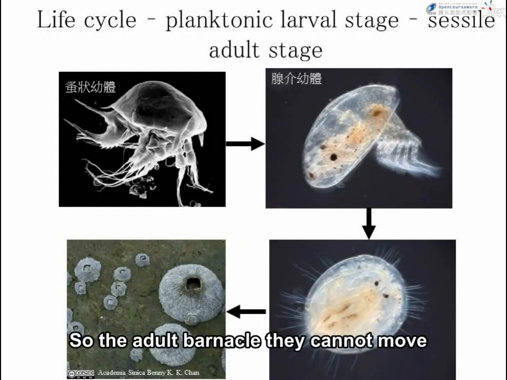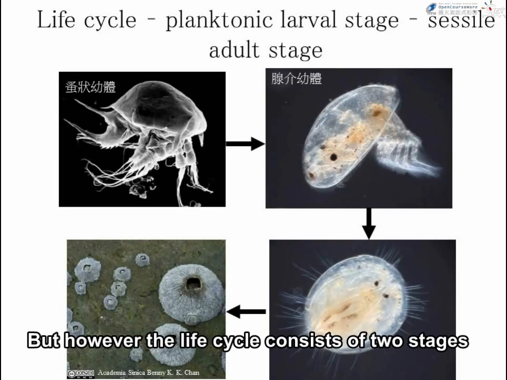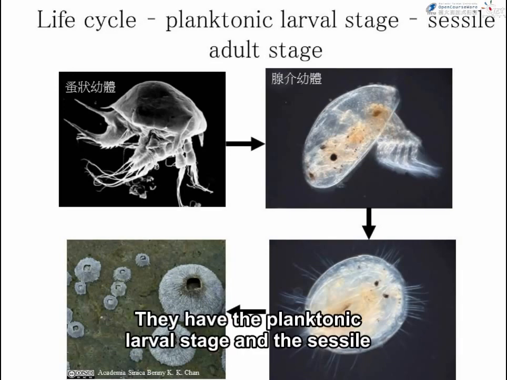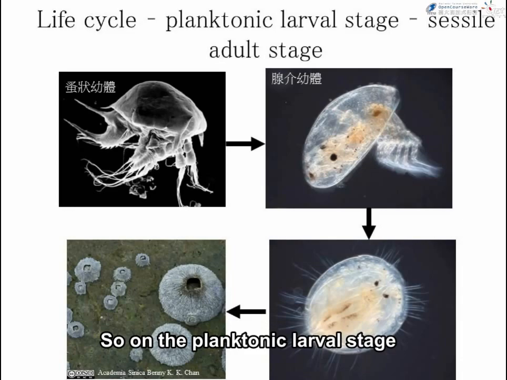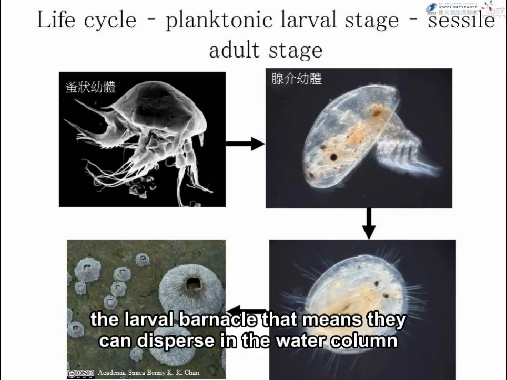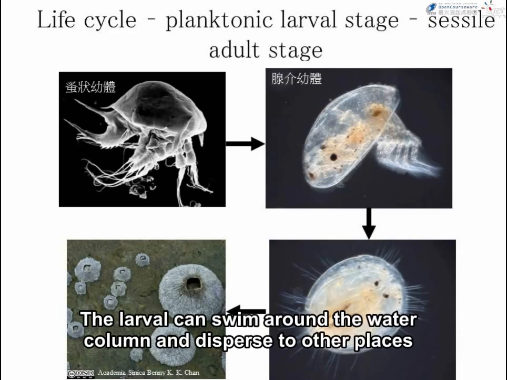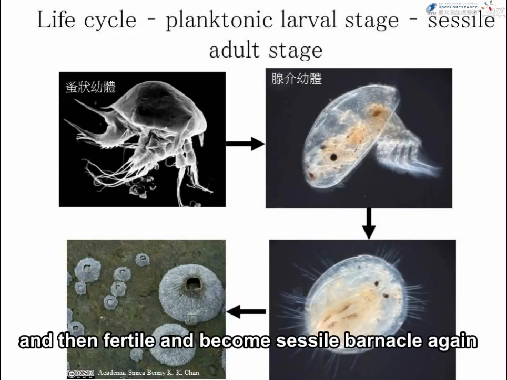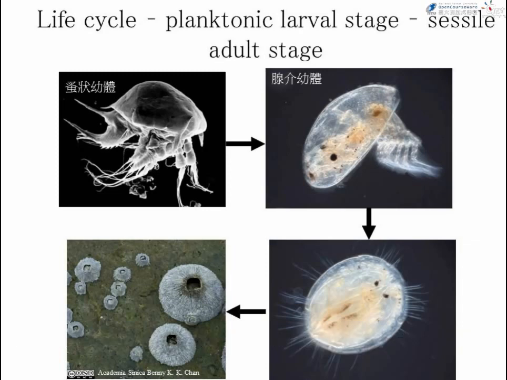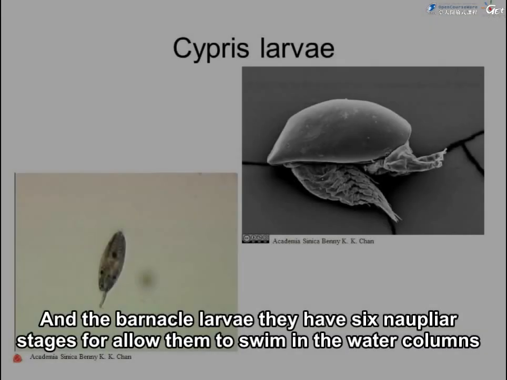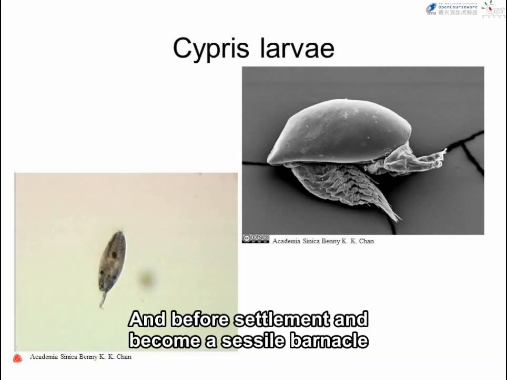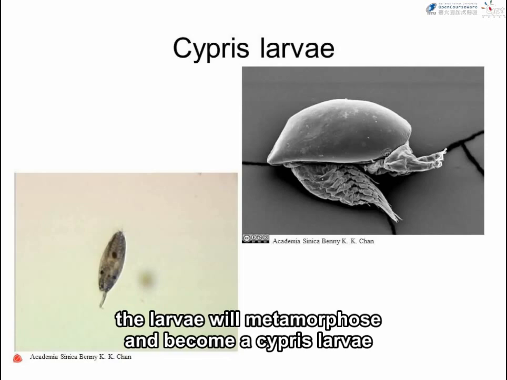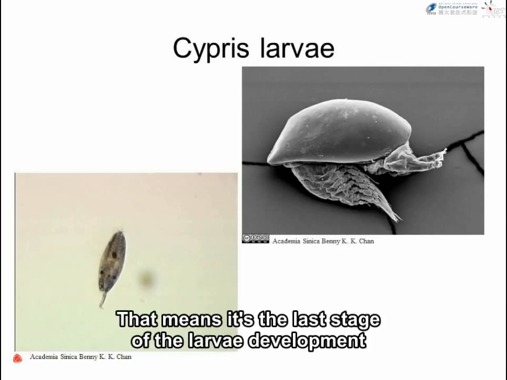The adult barnacles cannot move, but their life cycle actually consists of two stages: the planktonic larval stage and the sessile adult stage, sessile meaning they cannot move. In the planktonic larval stage, the larvae can swim around the water column and disperse to other places, and then settle and become sessile barnacles again. The barnacle larvae have six naupliar stages allowing them to swim in the water column. Then before settlement, the larvae will metamorphose into a cyprid larva, which is the last stage of larval development.